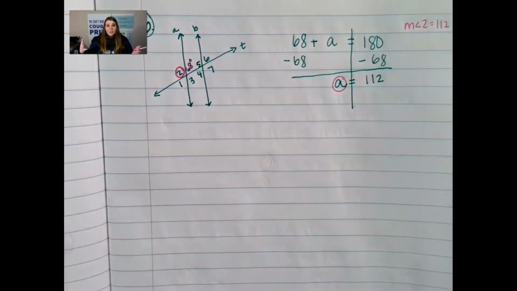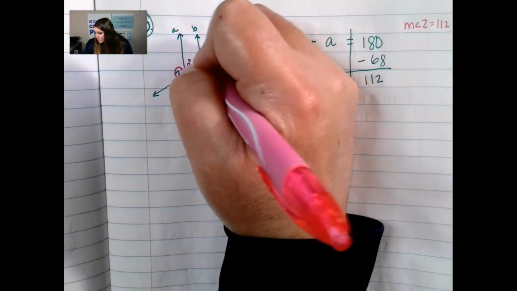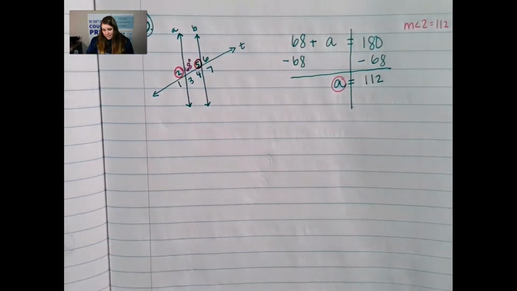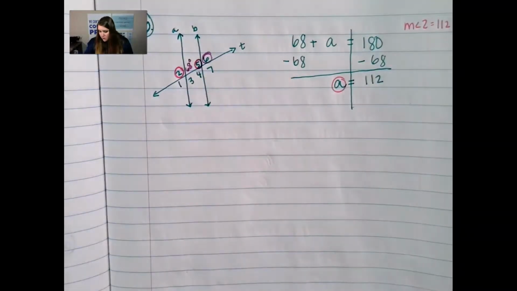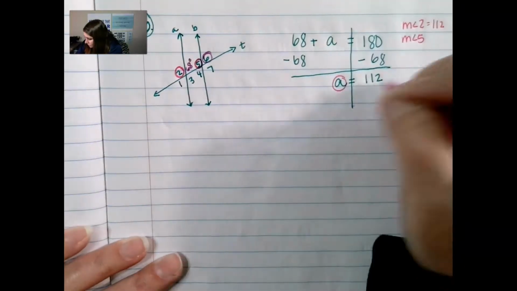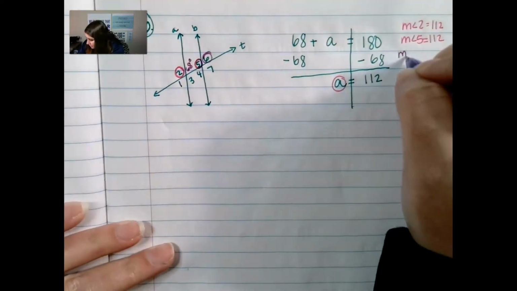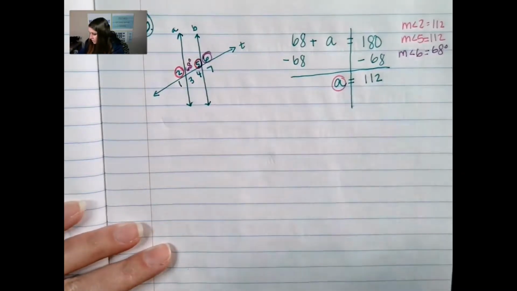All right, corresponding angles. Are we ready? Same side, same position. Which one's the same side, same position? 5. Same side, same spot. So 5 is same side, same spot. And same side, same spot as this 68 would be the 6. So, measure of angle 5 is going to be 112. We're only working with two numbers right now. The measure of angle 6 is going to be 68 degrees.